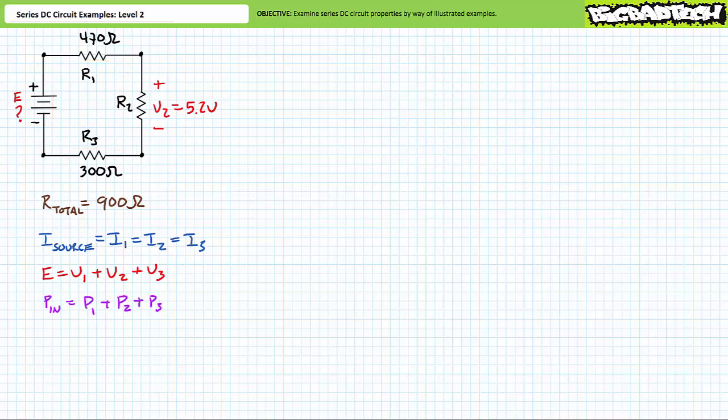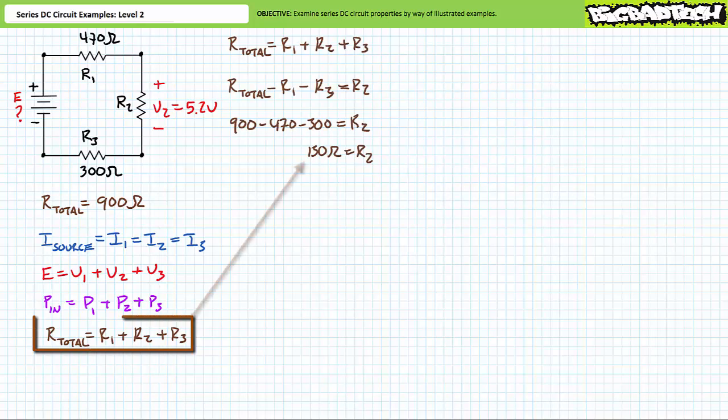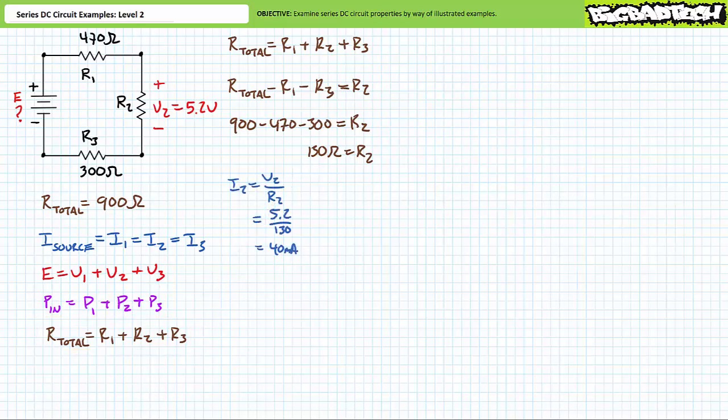Power in always equals power out. For this circuit, power in equals P1 plus P2 plus P3. Finally, series resistances add up. For this circuit, total resistance is equal to R1 plus R2 plus R3. An algebraic rearrangement of the total resistance formula, solving for unknown resistance R2, demonstrates R2 to be the remaining 130 ohms. R2 is now a known resistor experiencing a known voltage drop.